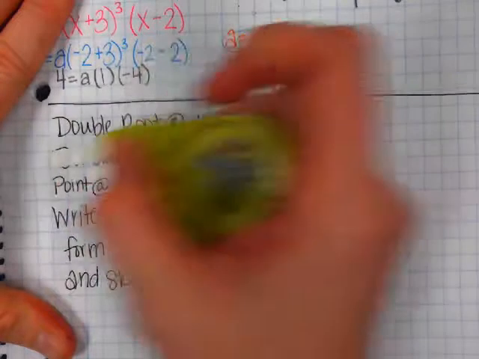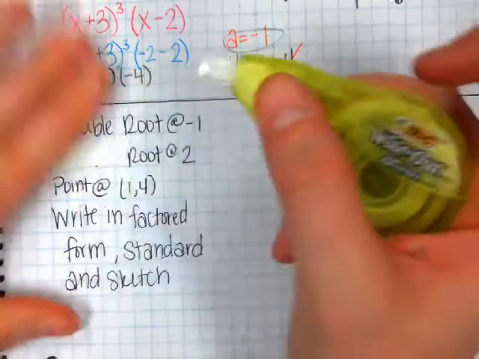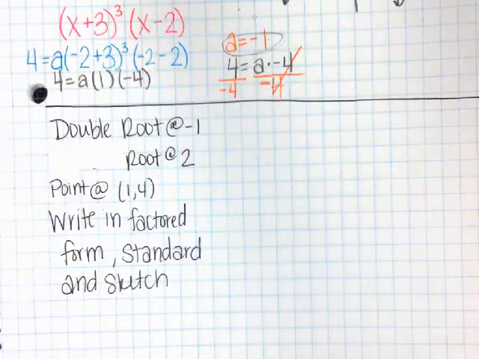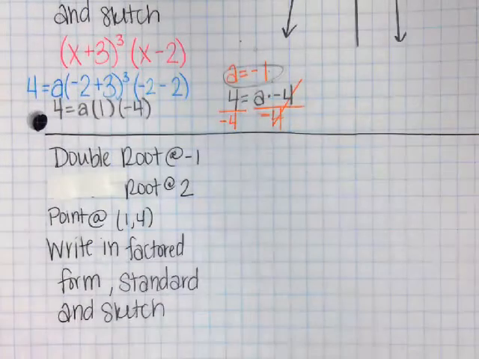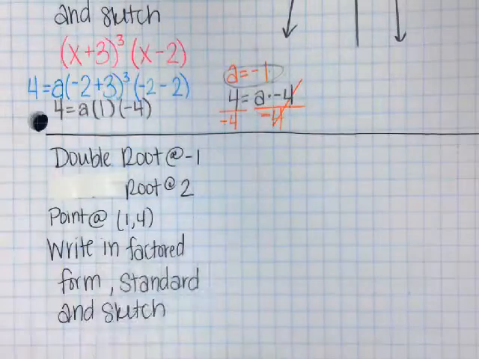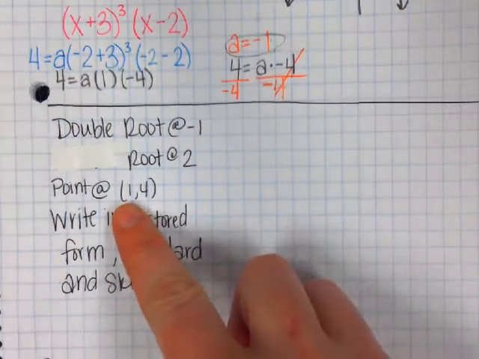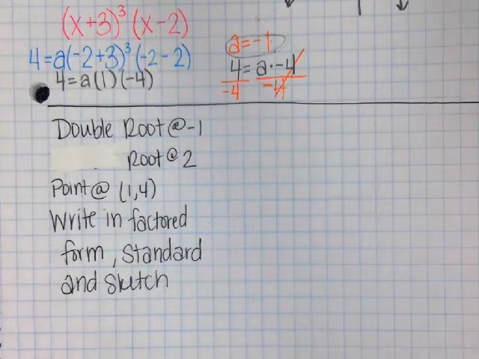All right, I wrote on this one that it's a double root. I'm going to just go ahead and call it a single root, just because I want it to not be an even function as well. So I'm going to say a double root at -1 and a root at 2. And then we have a point at 1, 4.